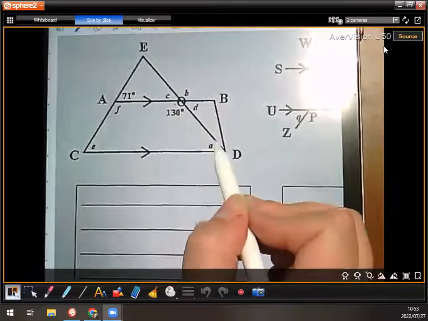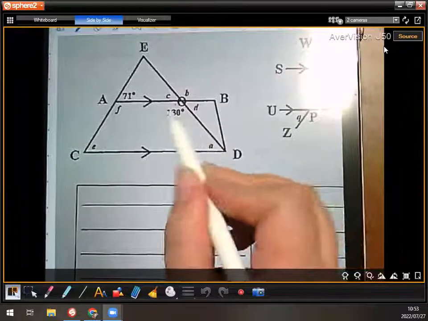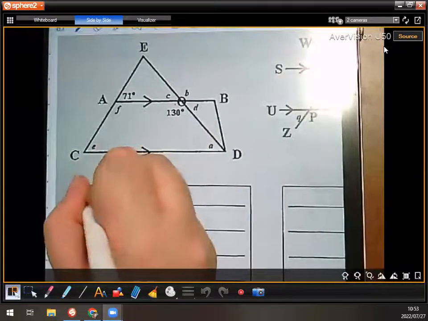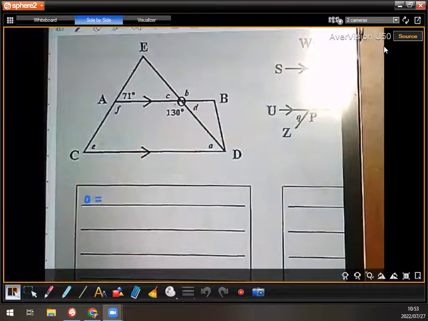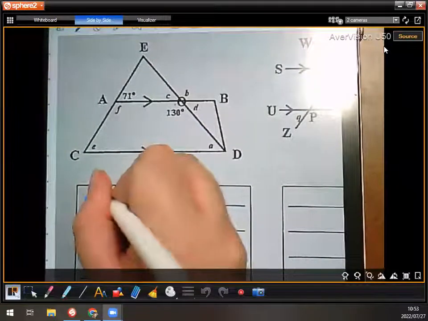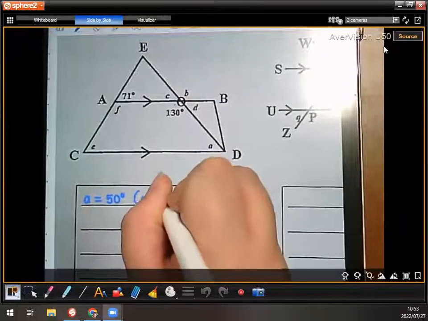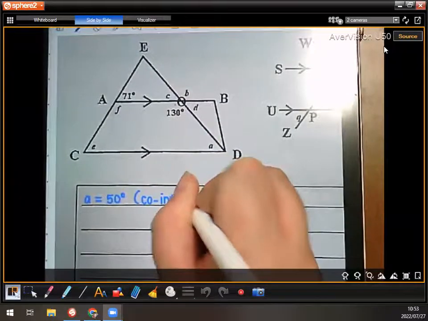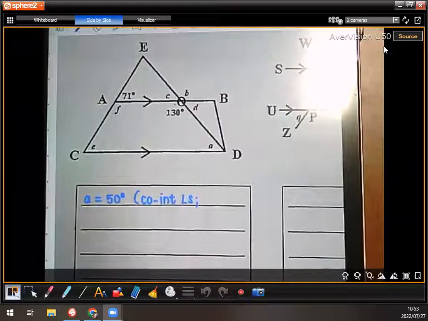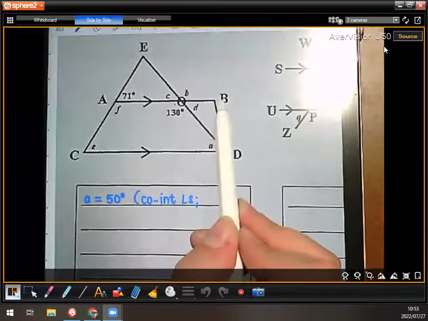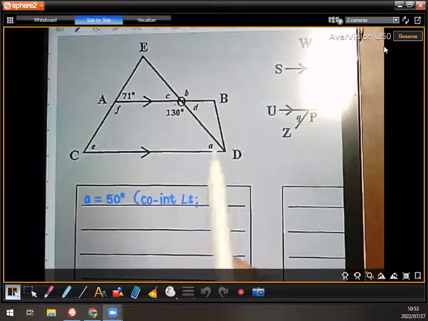Yes, good. 130 and A have to add up to 180. So what is the value of A? 50 degrees. So interior angles, and now we have to say AB parallel to CD.